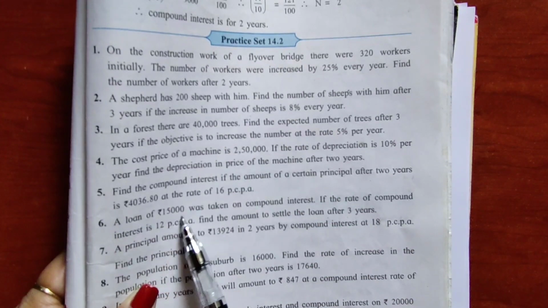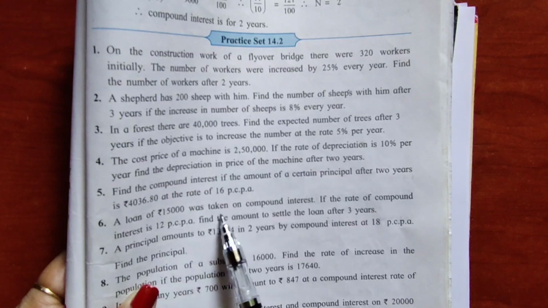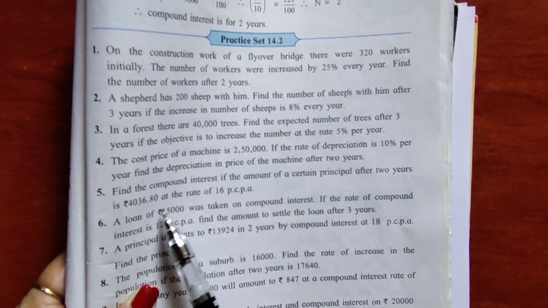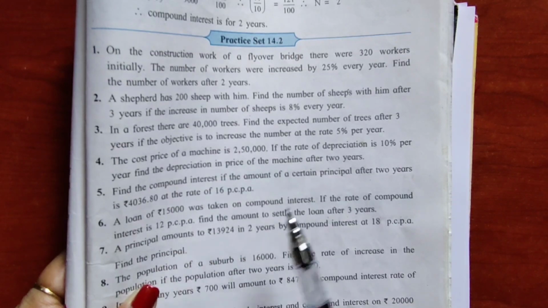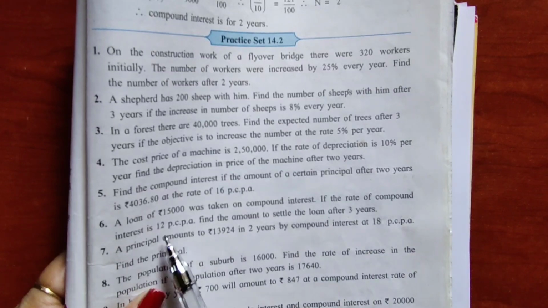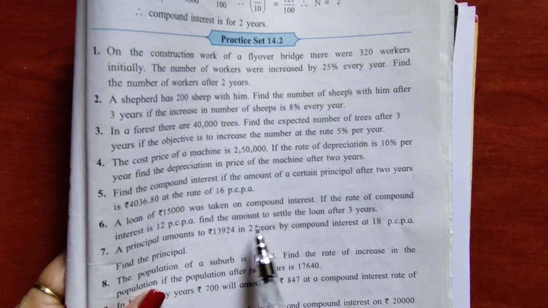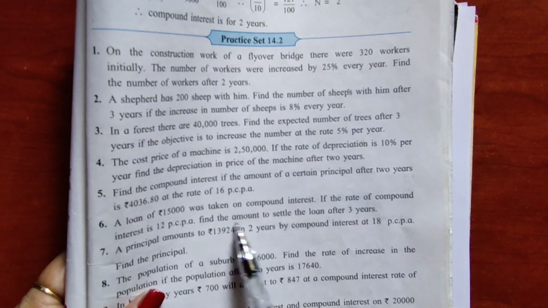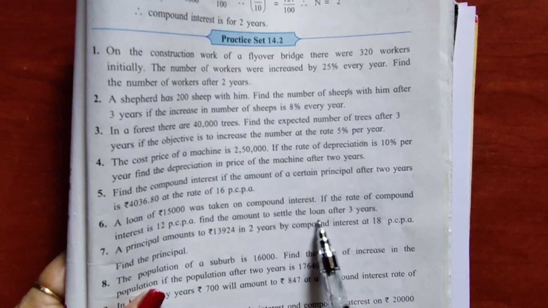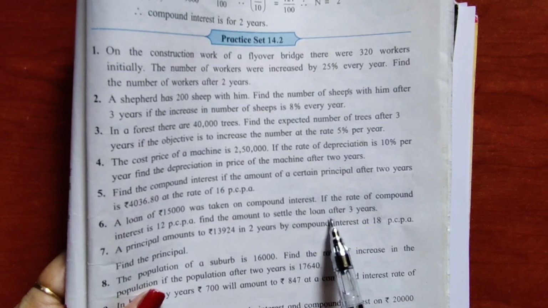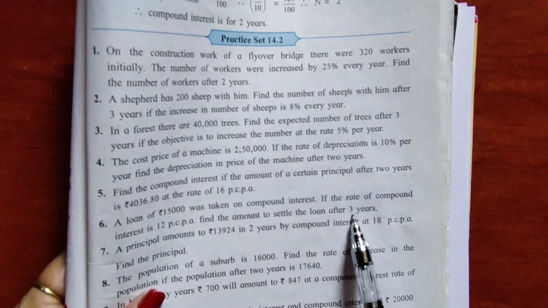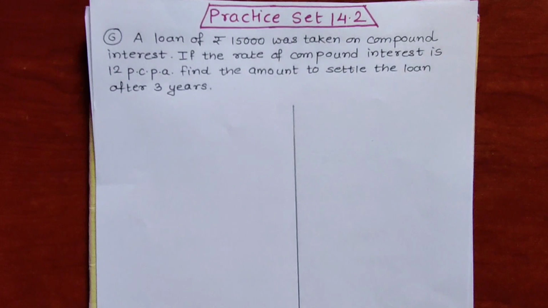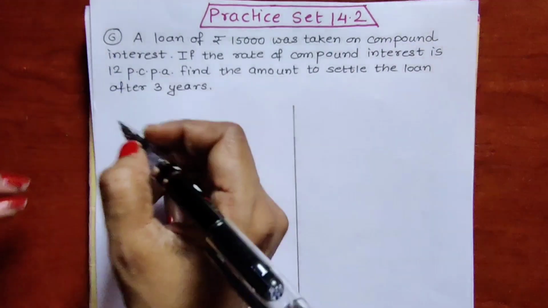A loan of rupees 15,000 was taken on compound interest. So 15,000 is the value for P, principal. The rate of compound interest is 12 PCPA. Rate is given, 12 PCPA. We have to find the value of the amount to settle the loan after 3 years. So after 3 years means number of years are 3. So let us write the values first.